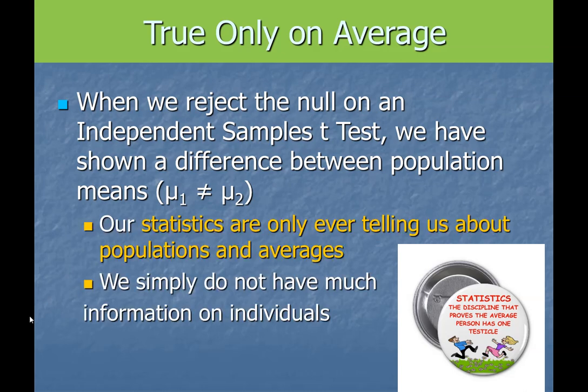So our statistics are only ever telling us about populations, and generally about averages within those populations. We simply don't have much information on individuals when it comes to science. There are some studies that look at individual differences, and that's really important, but that is not the norm. Most studies look at group differences. They find overall there's a difference between men and women, or between group A and group B, people with this personality trait and that, right? Introverts versus extroverts, dog owners versus cat owners. Or people who are in our experimental group but not our control group. But that doesn't tell us about one individual person.